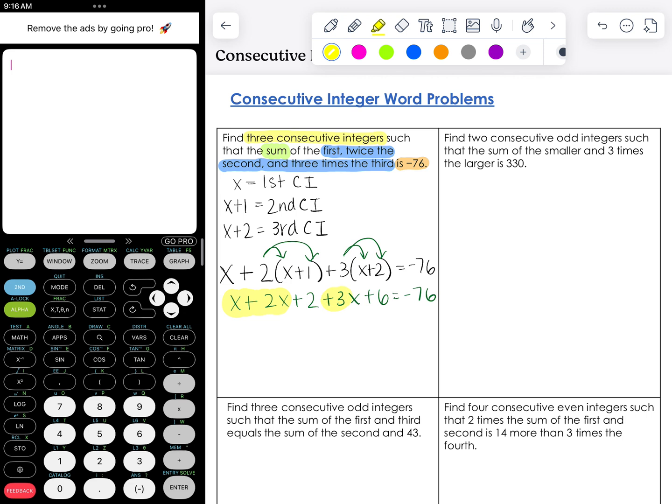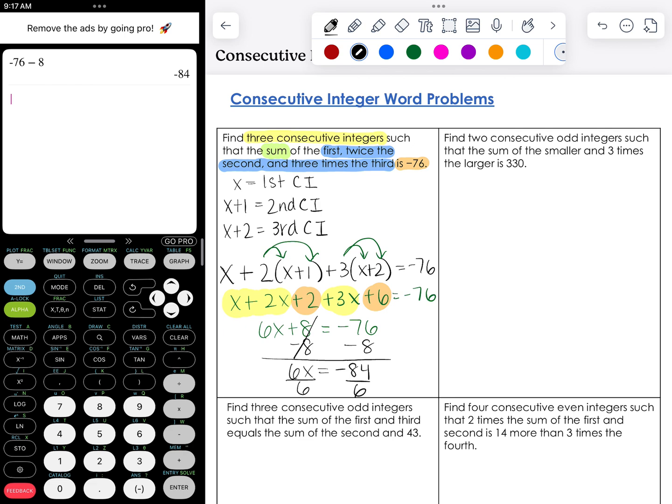So now I need to combine my like terms. I've got an x and a 2x and a 3x that I'm going to put together. I've got a 2 and a 6 that I'm going to put together. So that gives me 6x plus 8 is equal to a negative 76. Okay, I'm going to subtract 8 from both sides, and I'm going to have 6x equals negative 76 minus 8, which gives me a negative 84. I'm going to divide both sides by 6, and I'm going to get x equals negative 14.